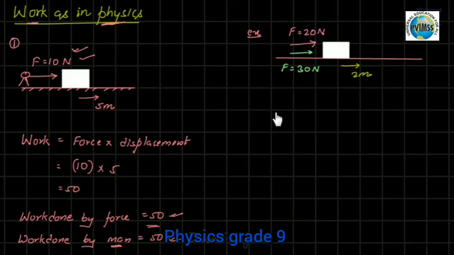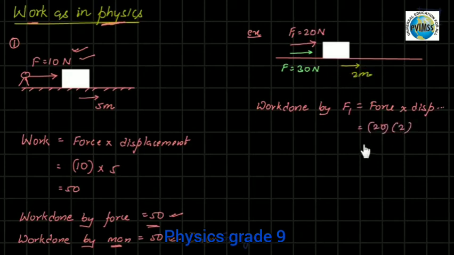So suppose that F equals 20 Newton is F1. So work done by force F1 equals force into displacement, that is equal to 20 into 2 meter. So 20 into 2 equals 40. Okay, F1 is doing a work of 40 Newton meter.